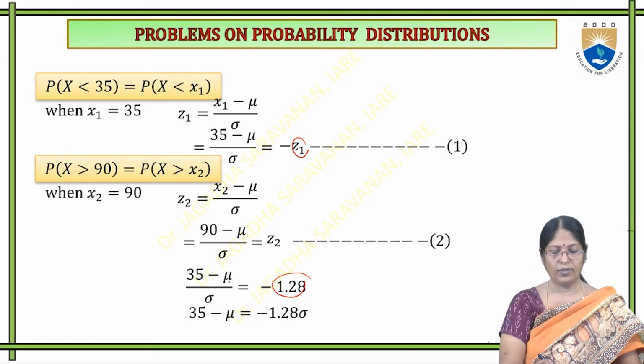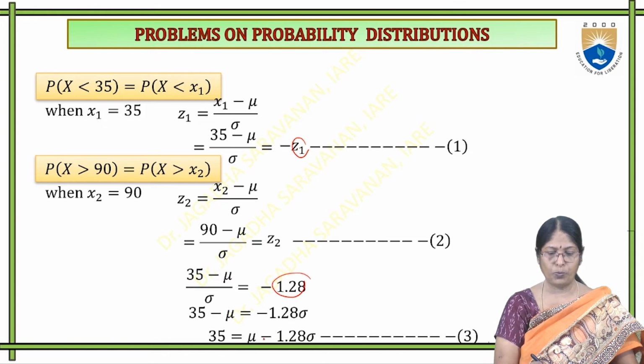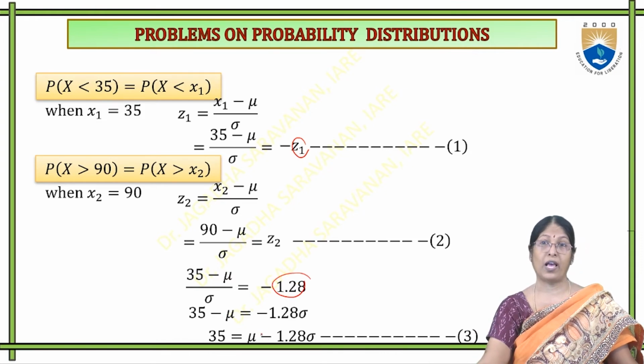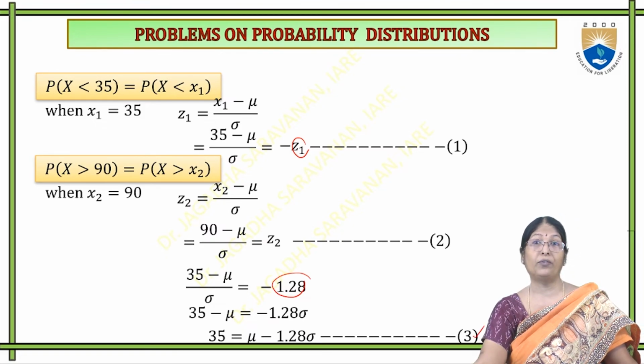Yes, now 35 minus mu, the sigma we are bringing here. So this minus mu crosses over and becomes plus mu. That is equation 3, that is 35 equal to mu minus 1.28 sigma.